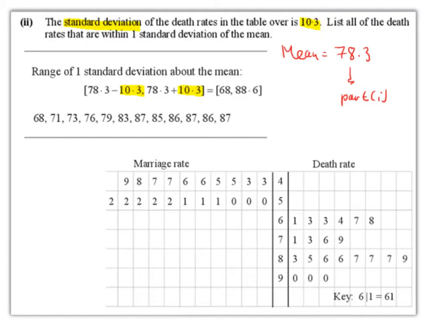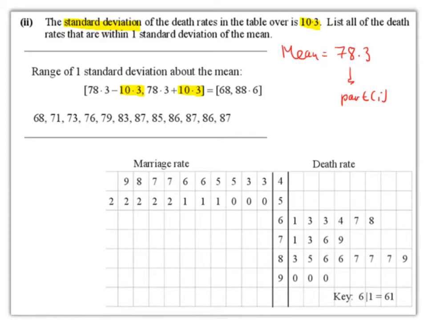But it's very, very important that you are expected to know how to work out standard deviation. The quickest way to do it is using the calculator. There is a video in the LCOL statistics playlist on how to calculate standard deviation using a calculator. Okay, so 10.3 is the standard deviation that's given to us.